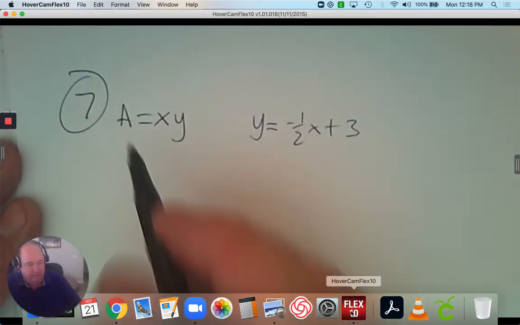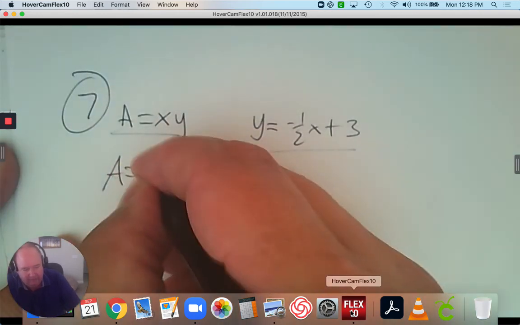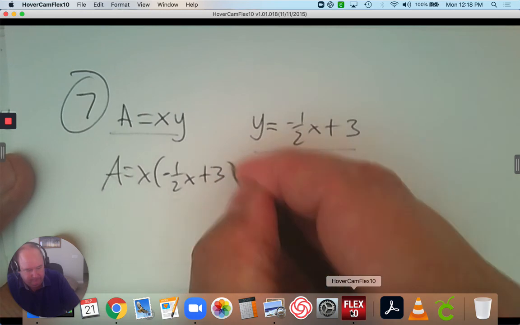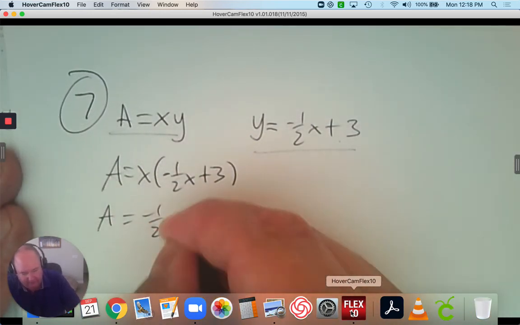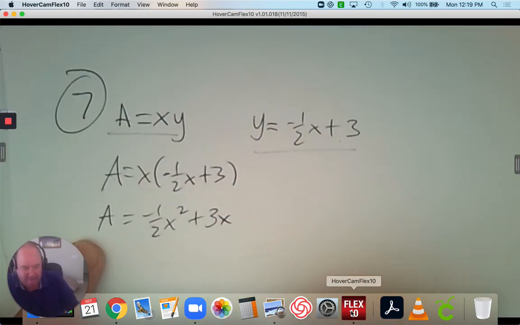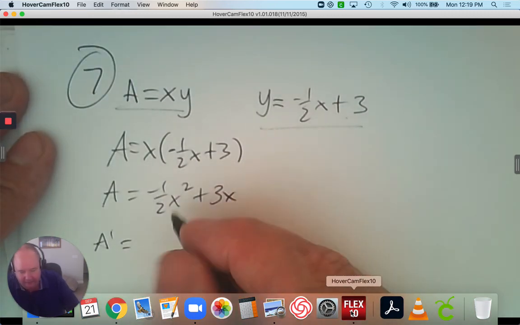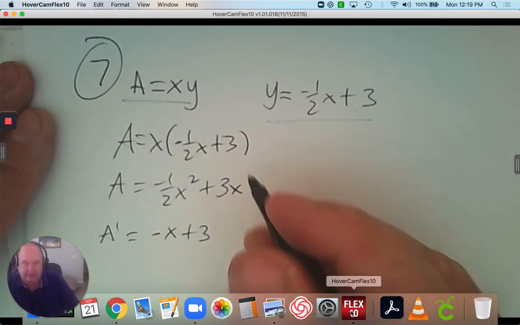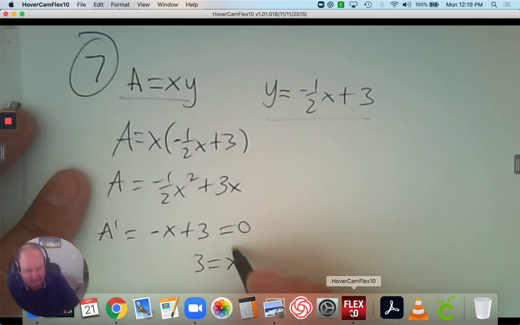So this is my area of a rectangle. This is what y equals. So I have to do a substitution. So I have one variable. So take out y, put in what y equals, multiply it out. Now this represents the area of that rectangle. I'm going to take the derivative. So 2 times negative 1/2 is negative 1x, and 3. Make that equal to 0. So add x. Now we have a value.